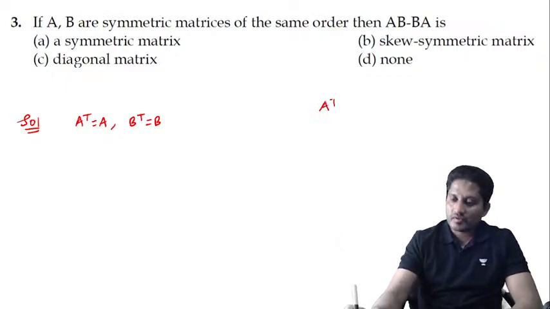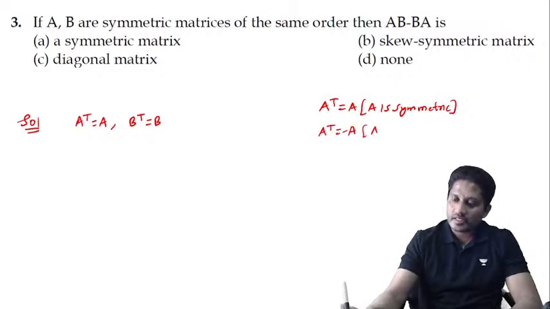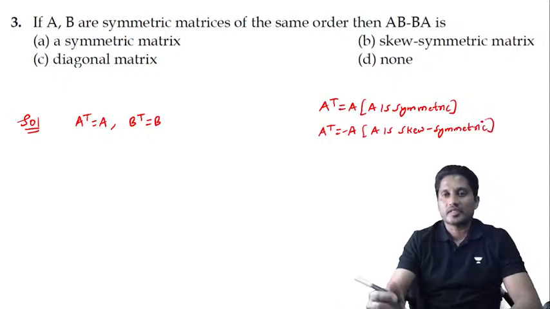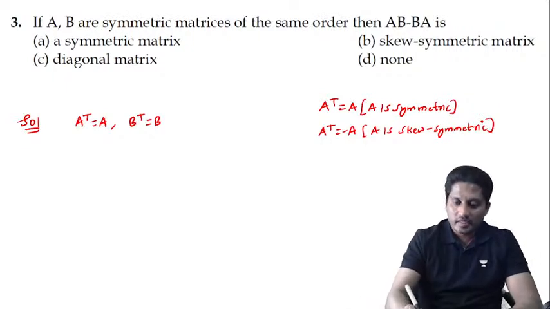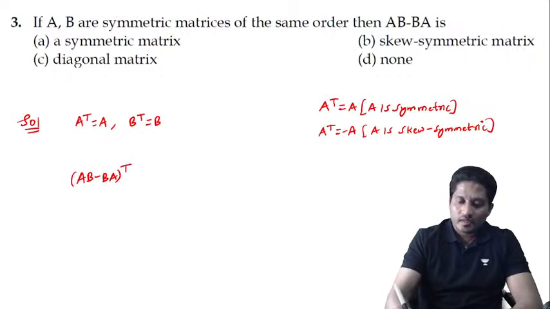See, if a matrix is equal to its own transpose, A transpose is equal to A, then A is symmetric. And if A transpose is equal to minus A, then A is skew symmetric. If it is equal to its own transpose, symmetric. If it is equal to the negative of its own transpose, then it is skew symmetric. I'll find out AB minus BA and then take the transpose of this. AB minus BA whole transpose, I can write this as AB transpose minus BA transpose, right?